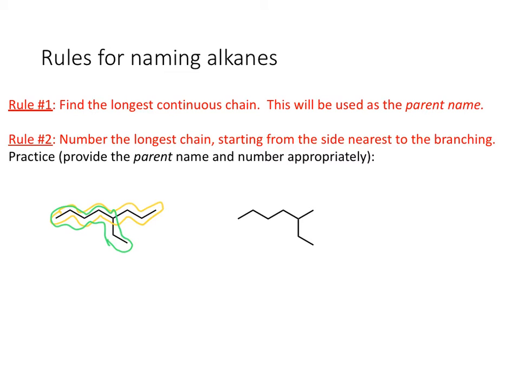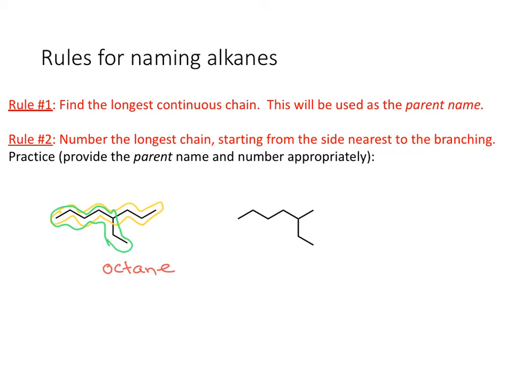Now I just name that parent chain. And here you have to use your table of memorized names for alkanes. So you have methane, which has 1 carbon, ethane, which has 2, propane, which has 3, and an 8 carbon chain we call octane. So the parent name here is octane.